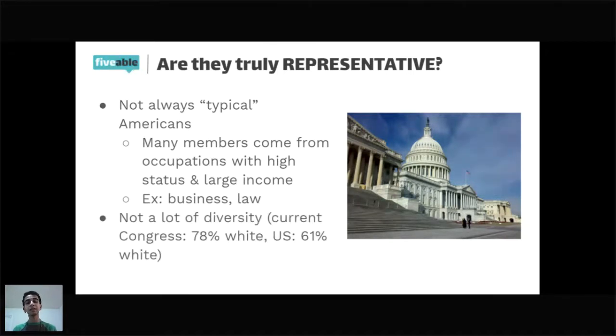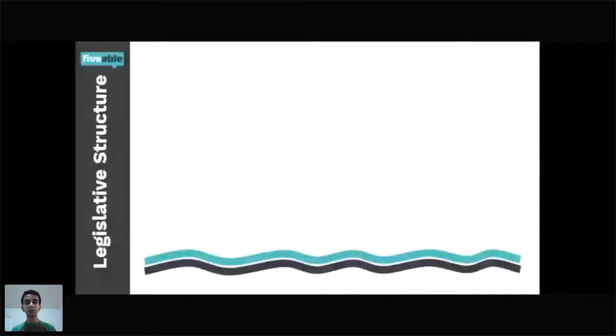So it's still 78% Caucasian. Well, I apologize. The current Congress is 78% white, and in America itself, it's 61% Caucasian. So obviously there's a difference between those numbers, and quite a significant one. As elections go on, we do see a lot more diversity within Congress, especially the House of Representatives. All right, so now we're going to move into our actual legislative structure.